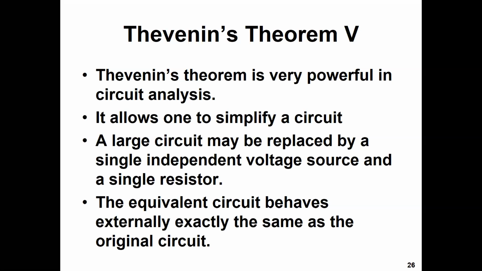That voltage we call VTH, or V Thevenin, or V open circuit, and the resistor we call RTH, or R Thevenin. The equivalent circuit behaves externally exactly the same as the original circuit. So even though we simplify and reduce the original circuit, the new circuit, the Thevenin equivalent circuit, will behave the same way as the original circuit.